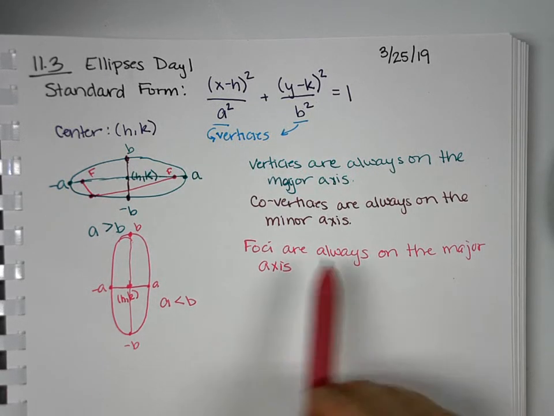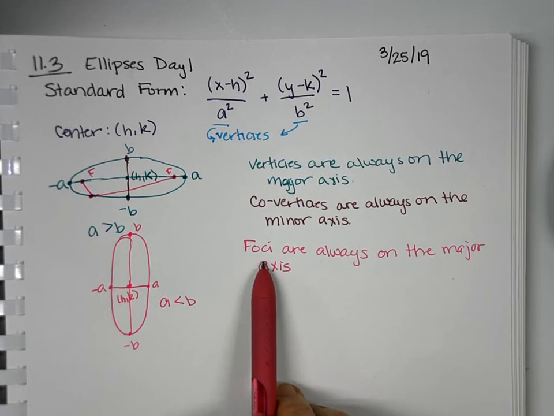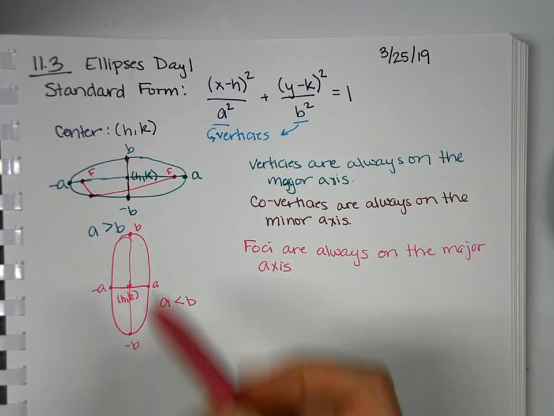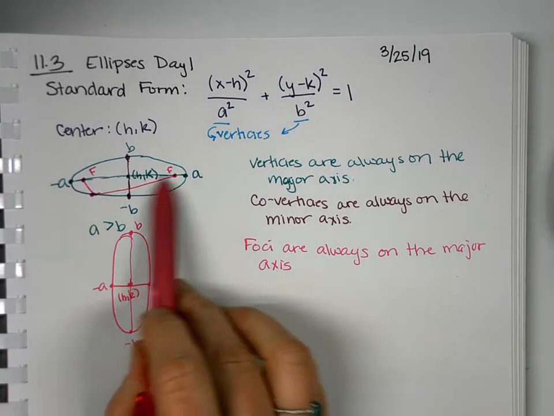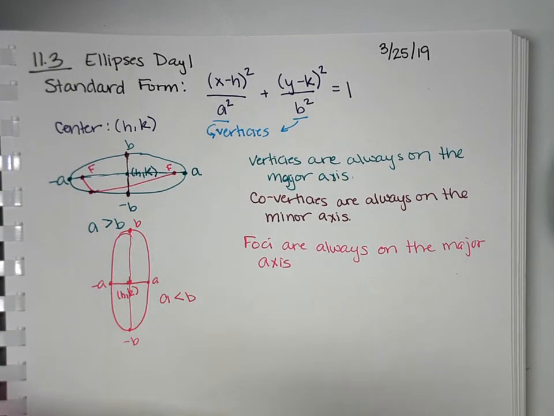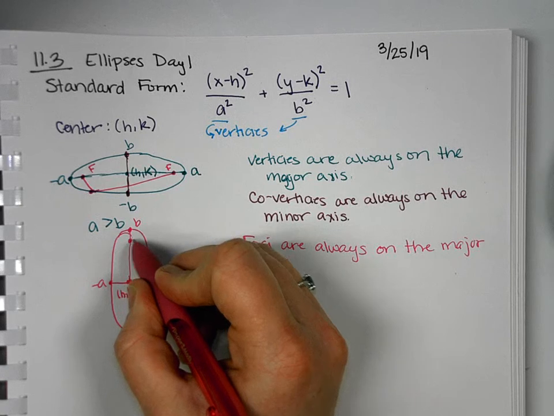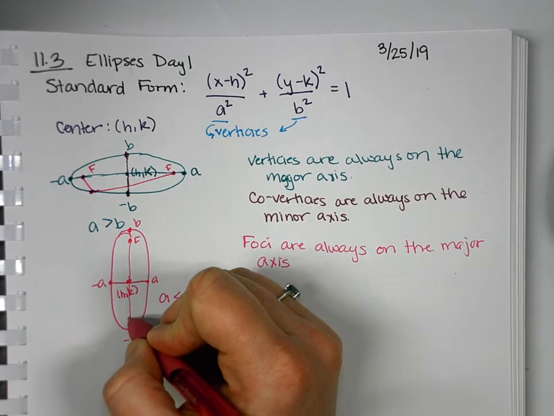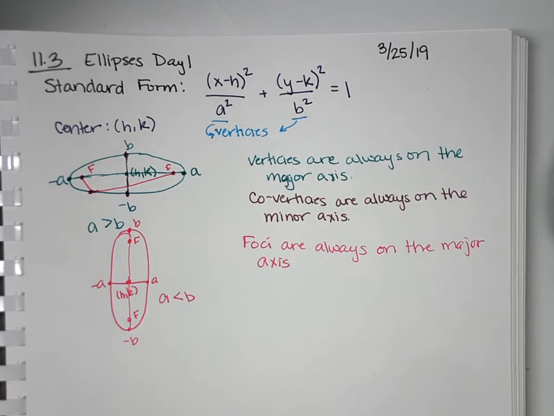Okay, but the key thing is that you have to know that they're always on the major axis. So if this is your major axis, then your foci are going to be plotted on that axis. If your vertical is your major, then your foci will be plotted on the major axis that's vertical.